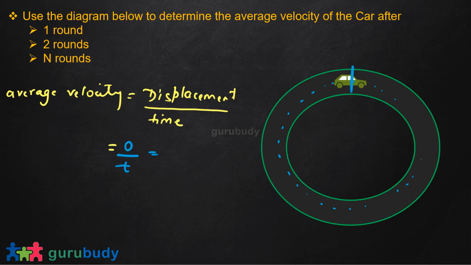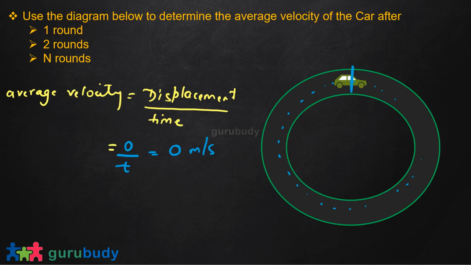And let's say it takes about t time to complete this round. But 0 by t is still 0, right? So the average velocity of the car after 1 round would be 0, because the shortest distance between the initial and the final point after 1 round would be 0. Now they did not specify the unit, so let's say it is meter per second.